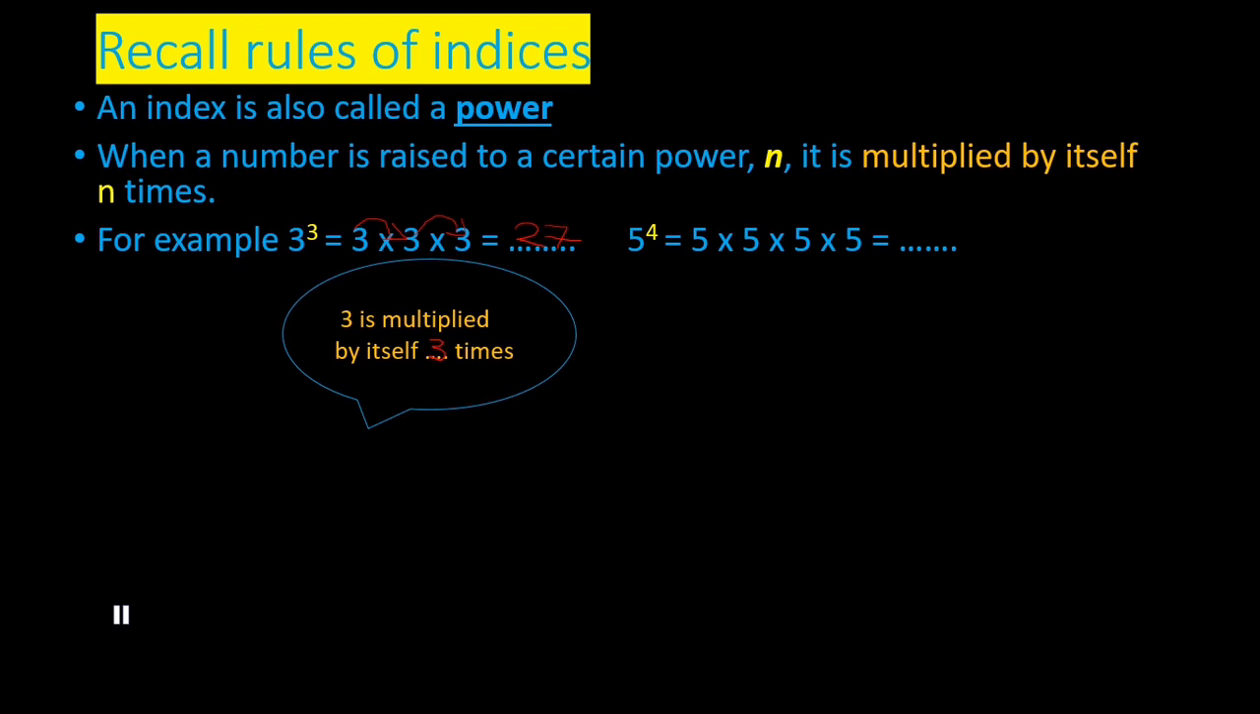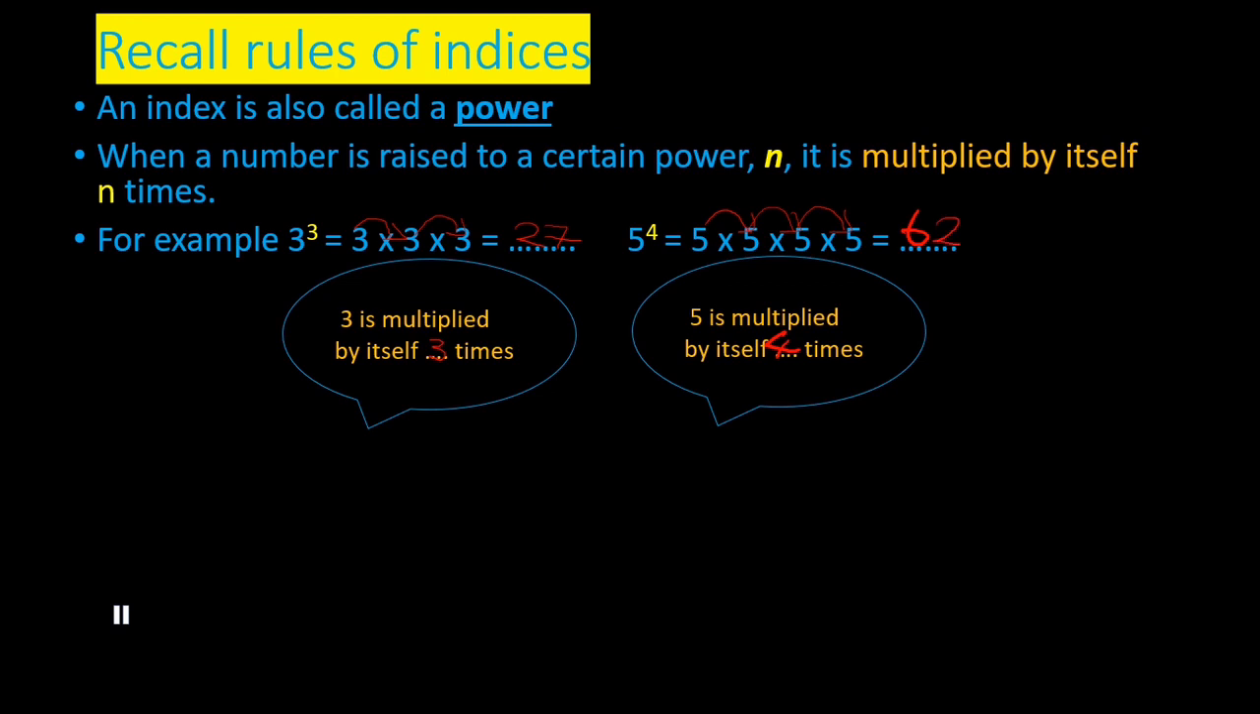Let's try another one. 5 to the power 4. 5 to the power 4, what it means is 5 is being multiplied by itself how many times? 4 times. So 5 to the power 4 is 5 times 5. This one gives us 25. 25 times 5 gives us 125. 125 times 5 gives us 625. Okay? So these are the rules of indices.